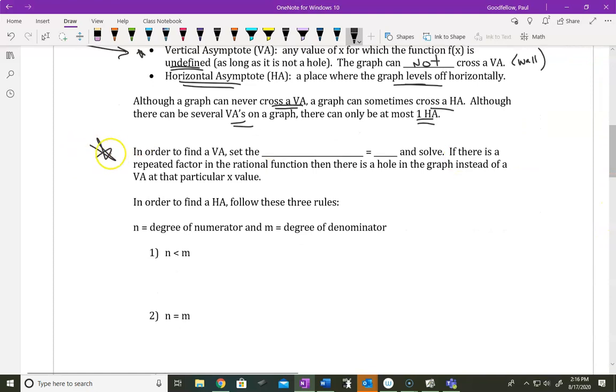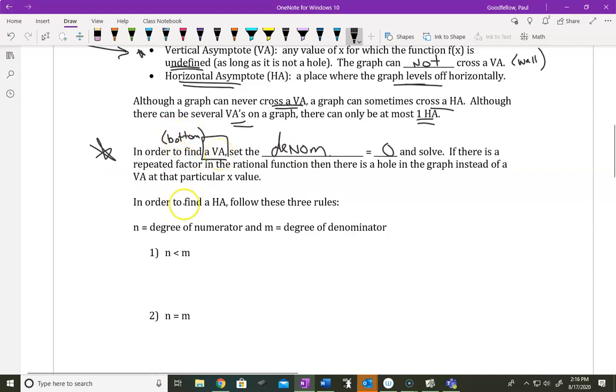In order to find a vertical asymptote, that's going to be the biggest thing here, you're going to take the denominator and set it equal to 0. So it is from the bottom. I always think of it as, instead of denominator, VAs are from the bottom. You want to look to the bottom to figure out where they're at.